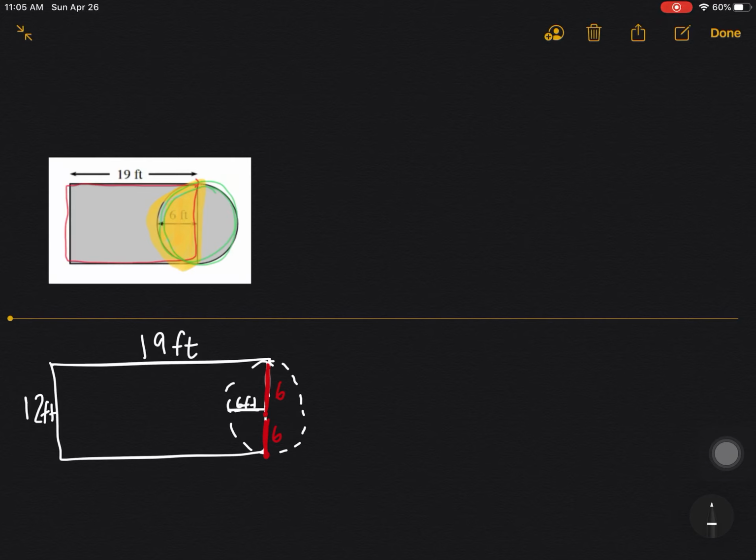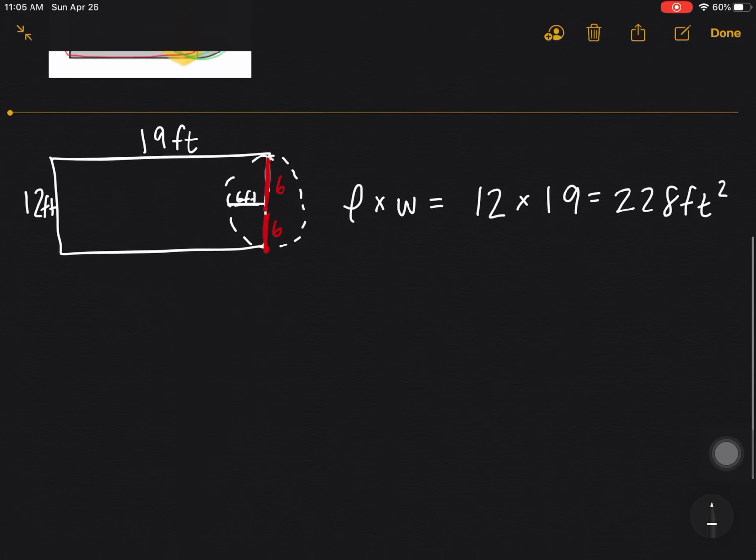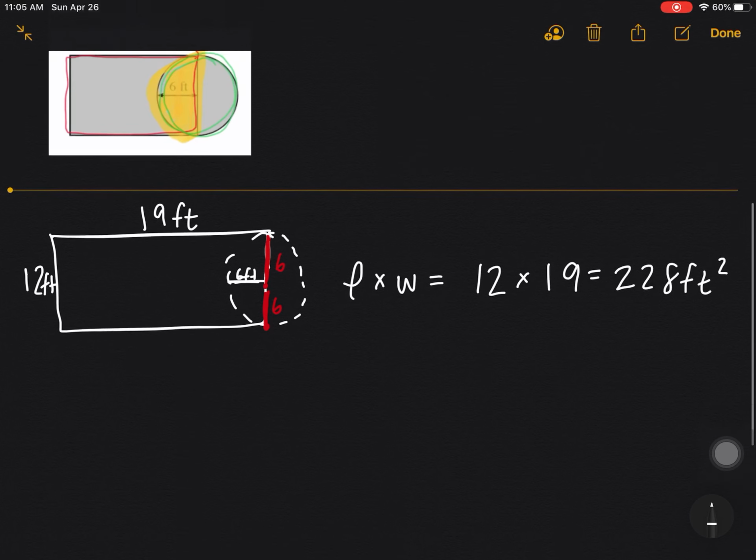Now that we know our length and width of our rectangle, we can remember that the formula for the area of a rectangle is length times width. We can easily do 12 times 19 to determine that the area of our rectangle is 228 feet squared. All right, we are done with the rectangle portion. Now let's take a look at our circle.